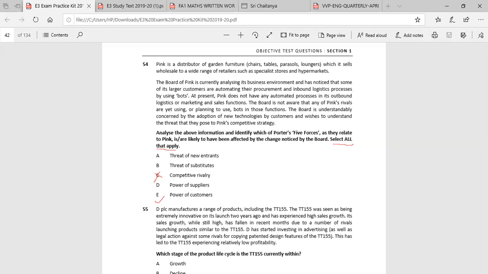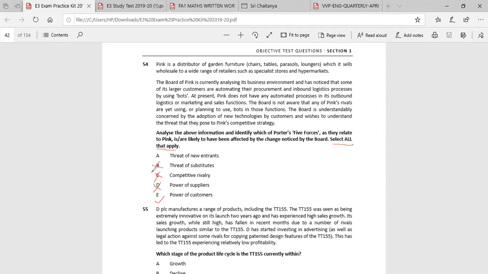So E is definitely a threat because customers' expectation has increased. When customers' expectation has increased, it is the power of customers, but it is not competitive rivalry because no competitor has this technology with them. So in that case, we can rule out competitive rivalry. Supplier is nowhere in the picture, so we cannot include power of supplier. Are there substitutes in place of bot technology? Is there any other substitute? No. Now there is an expectation from the customers.